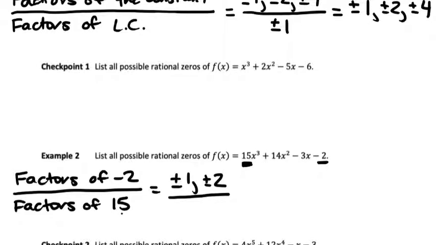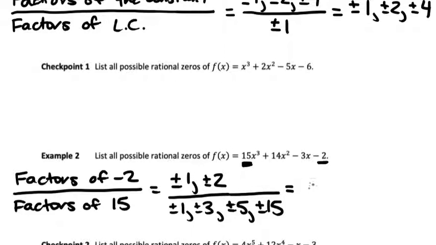Factors of 15, well, I know I could do 15 times 1, or I could do 3 times 5. So all of my possible factors are 1, 3, 5, and 15. So now I'm going to go through and list all of the combinations. We could have 1 over 1, that's 1. We could have 2 over 1, that's 2.